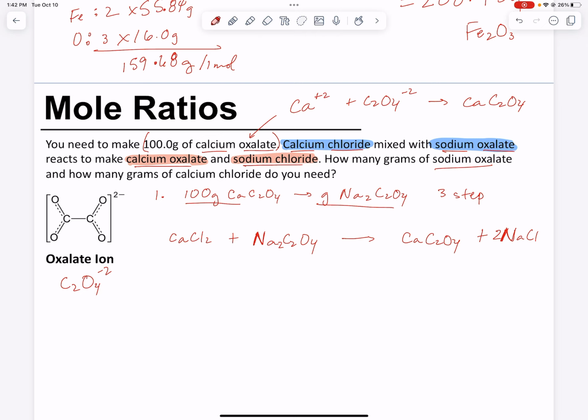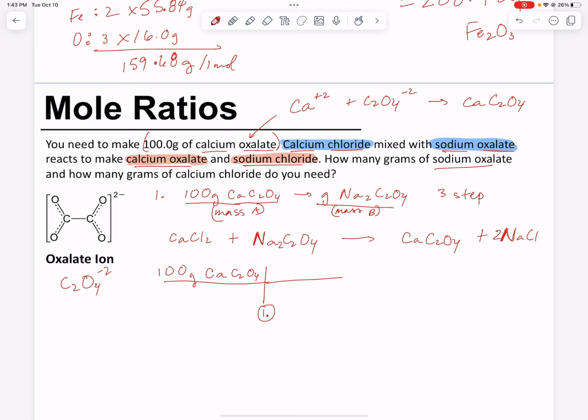All right, we're going to start with 100 grams of CaC2O4, and step 1 of a 3-part problem. So you think of this 100 grams calcium oxalate, this is your mass of substance A on your chart, and then you're trying to get to the mass of substance B, and that's sodium oxalate.